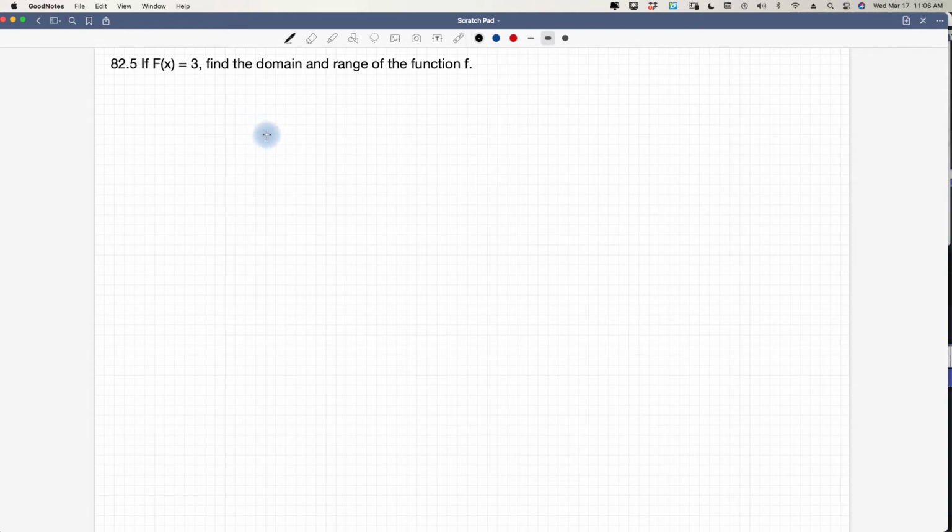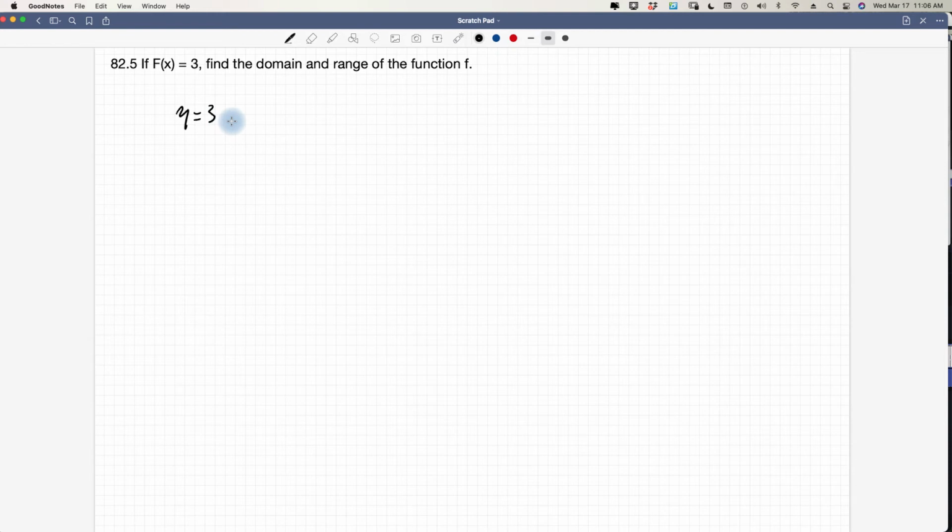So if f of x is equal to 3, we know that y is equal to 3. And that means that y is going to be at number 3 above the x-axis, regardless of what x equals. Right?